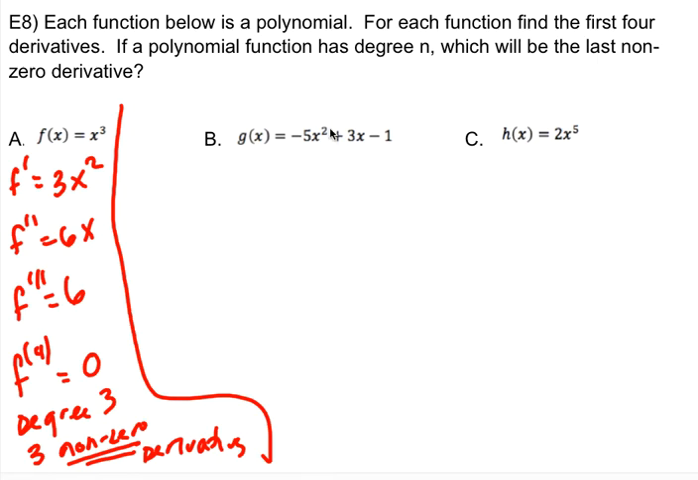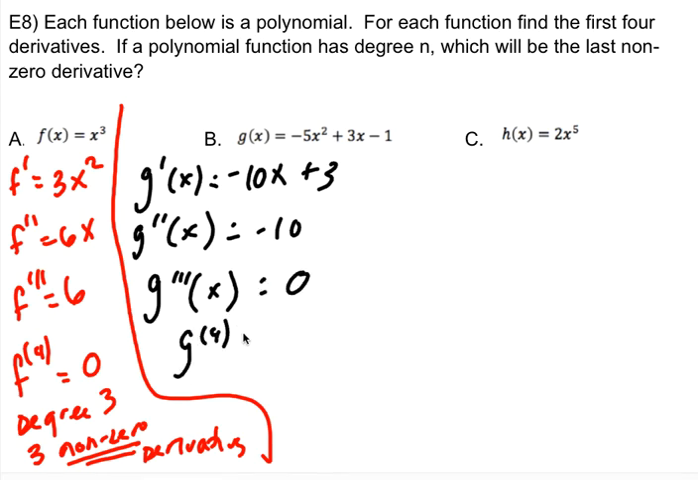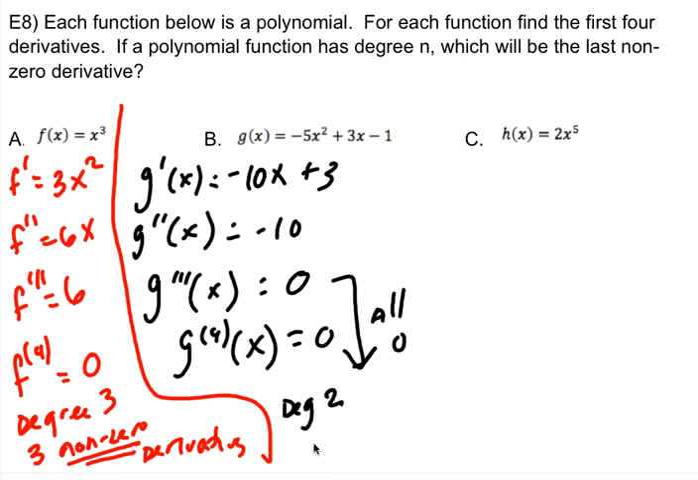Okay, so now I have a degree of 2, and hopefully we can make a hypothesis based on that about when this thing's going to differentiate away. So when I derive the first time, I get negative 10x plus 3, and if I derive again, I get negative 10, and if I derive a third time, I get 0, and all subsequent derivatives are going to be 0 then. So the answer was that here I had a degree of 2, and I had 2 non-zero derivatives, and after that, they all become 0.